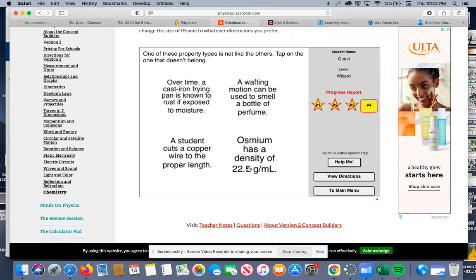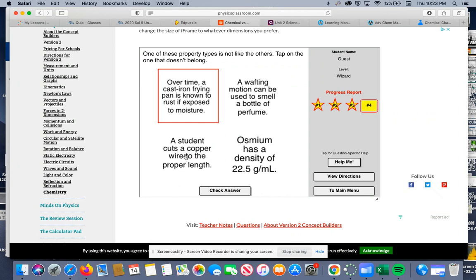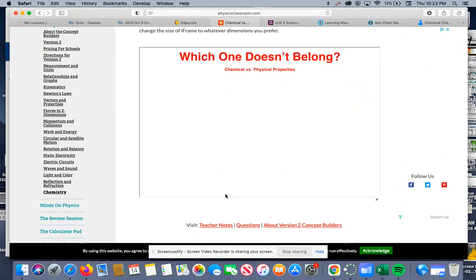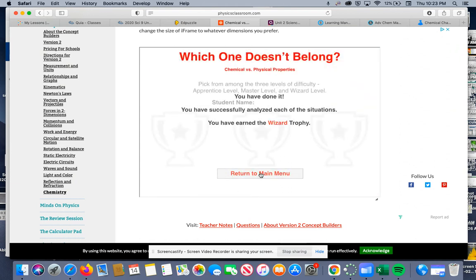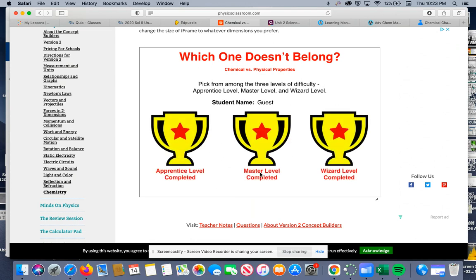Okay, what do you think? All right. Rust is the iron exposed to the oxygen. That is a combustion reaction. It's also reactivity. Wafting, no, you're just using the odor. That's physical. Density is a physical property. A student cuts a wire to proper length. That's a physical property. You just change the size of it. This is the only one that's a chemical change. Check it. We should be good. Yes, we made it through all 3 trophies.